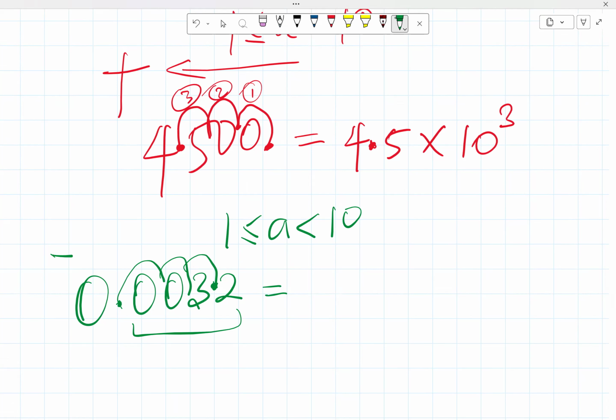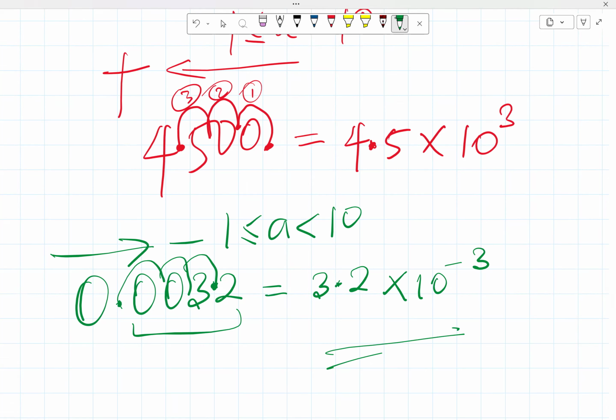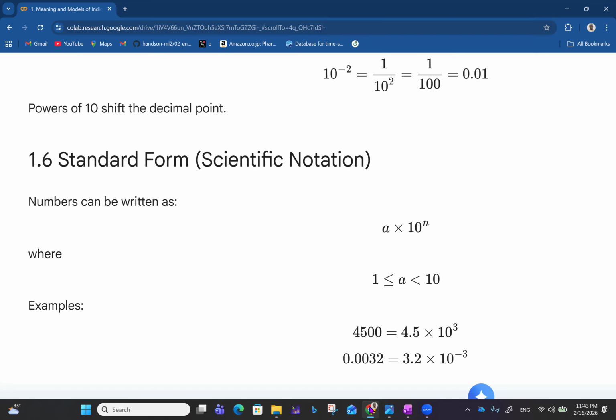Now the question is, because you're moving to the right, it has to be negative, right? Because the number itself is smaller than 1. Okay, so in this case you have 3.2 times 10 raised to power... How many steps did you move to the right? That's 3 steps. So because you move 3 steps to the right, you have minus 3. Steps to the left is positive, steps to the right is negative, like that. Okay, so 0.0032 is 3.2 times 10 raised to power minus 3. And this is what we call the standard form, or the scientific notation, for that number.